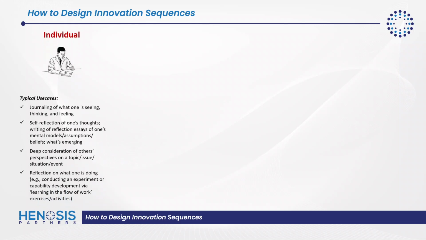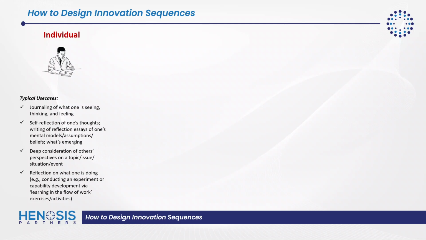Within an innovation sequence, we may want to design in different types of individual exercises. And some of the use cases include the following. We might want to get individuals to journal what one is seeing, thinking, and feeling in the moment. We may want to get them to self-reflect on their thoughts, on their mental models, their assumptions and beliefs, on what's emerging for them individually. We may want them to spend some time to consider other people's perspectives on a topic, issue, situation, or event that has occurred.